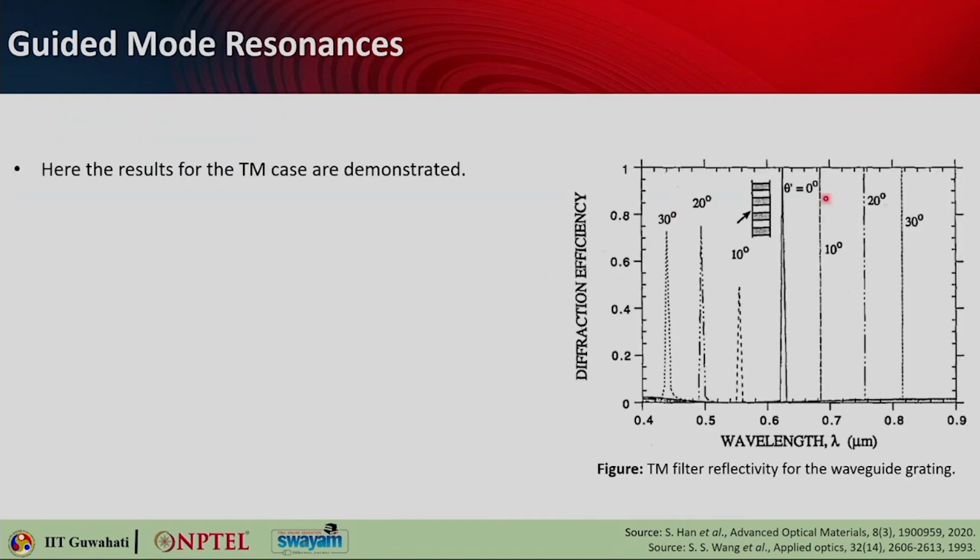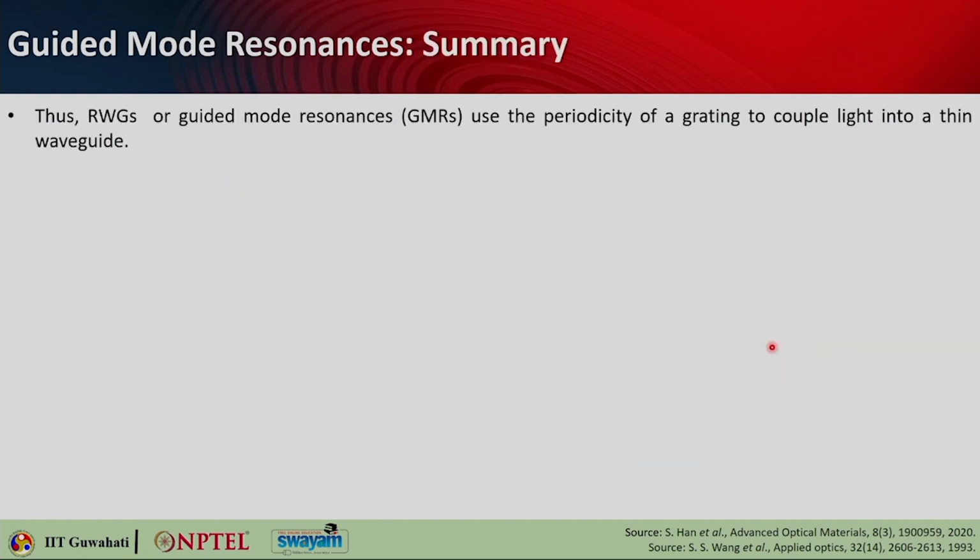The same results can also be demonstrated for the other polarization case, the TM polarization case. In this case you can see the resonances are even narrower. Okay. And with that we will conclude what we understood in the GMR.